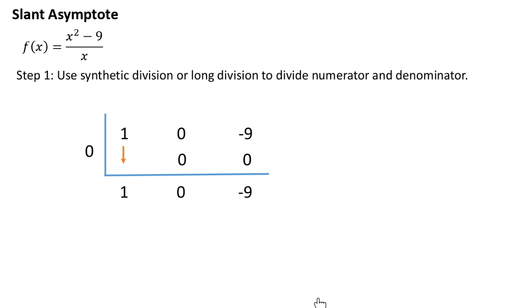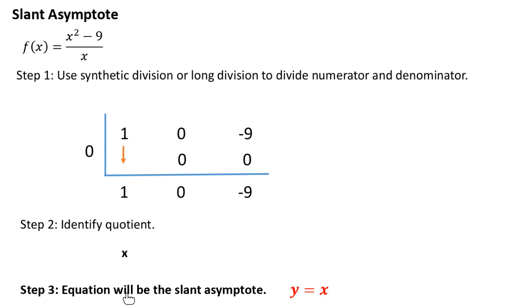So once you do synthetic division, you want to look at the quotient. So here, since I started with x squared, then I'm going to go 1 degree less. So this one would be 1 degree less, which is just going to be x. You can ignore your remainder. We don't need it right now. And so your slant asymptote is going to be the equation that we get from the quotient. So we're going to have y is equal to x. Okay.